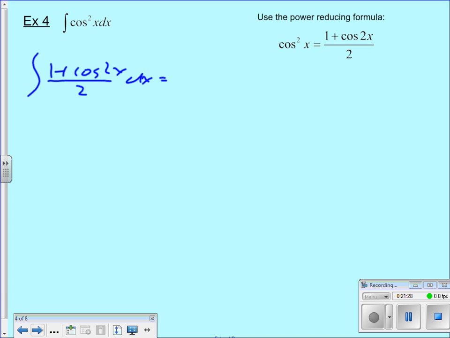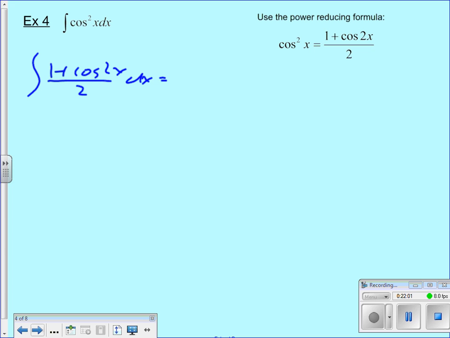Cosine 2x just doesn't work. Because what's the derivative of the cosine of 2x? 2 sine 2x. Do I have a sine in there? No, I don't have a sine in there. I don't really need a sine in there. What should my u be? 2x. So 2x. Okay.